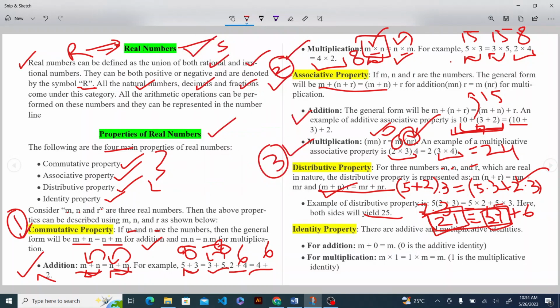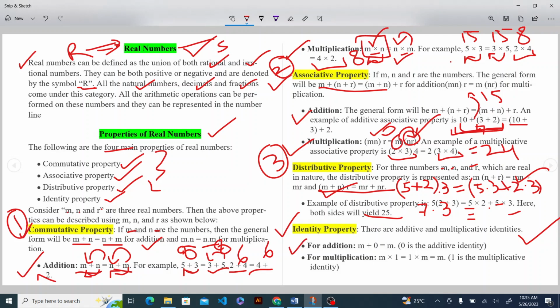Let us move to the last property of real numbers, that is the identity property. This is very easy. There are additive and multiplicative identities. Let me clear the board first. So what's written here? There are additive and multiplicative identities for addition. Let me clear the concept first.